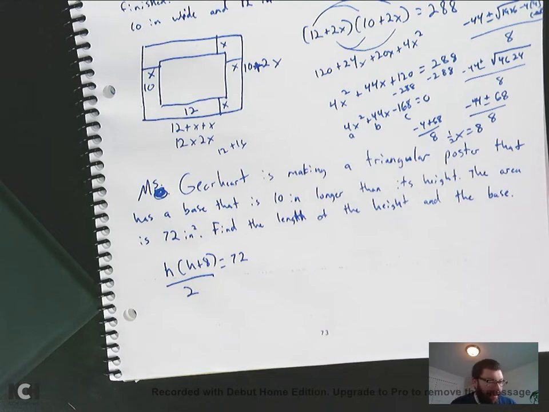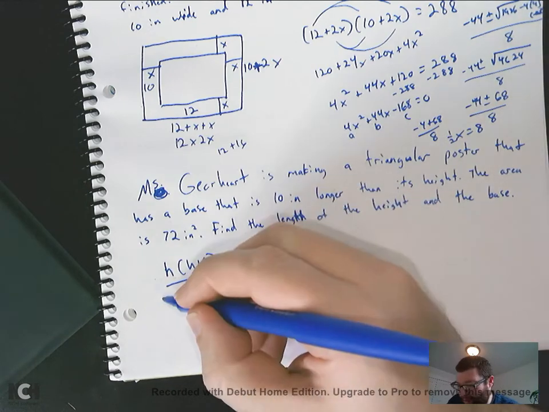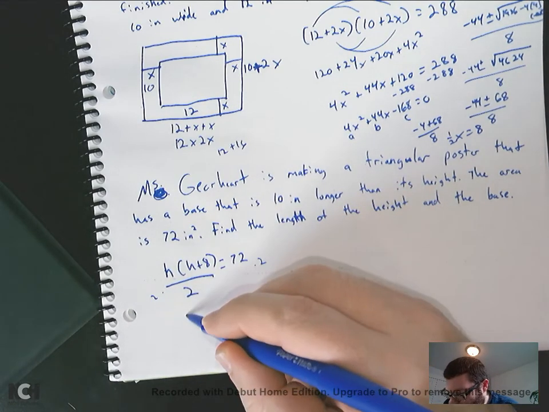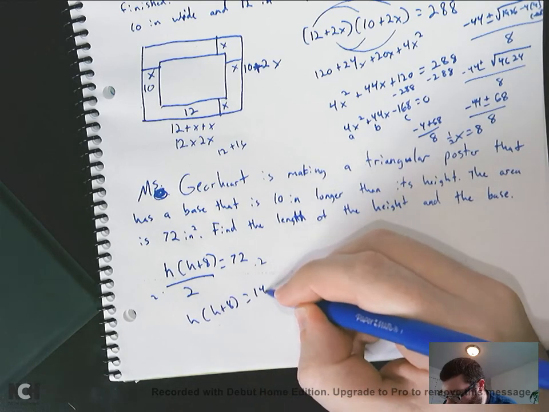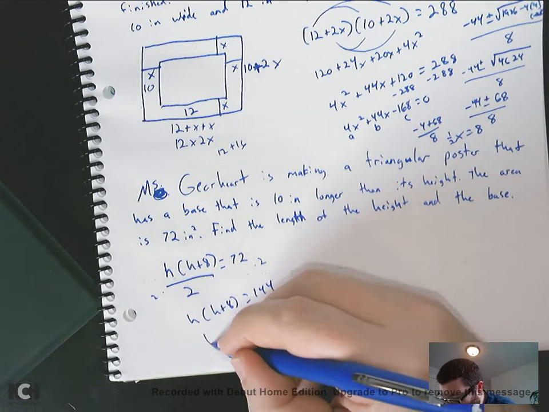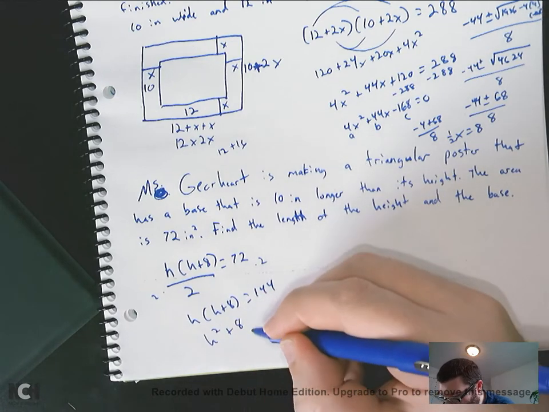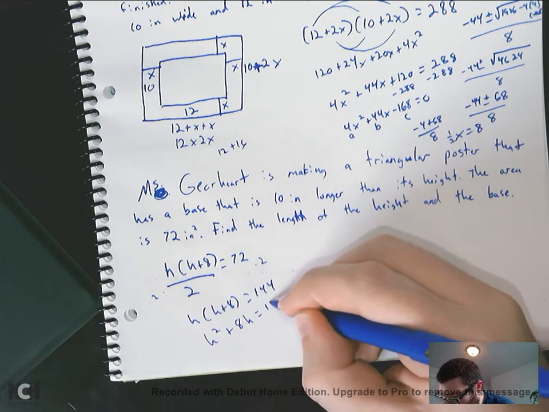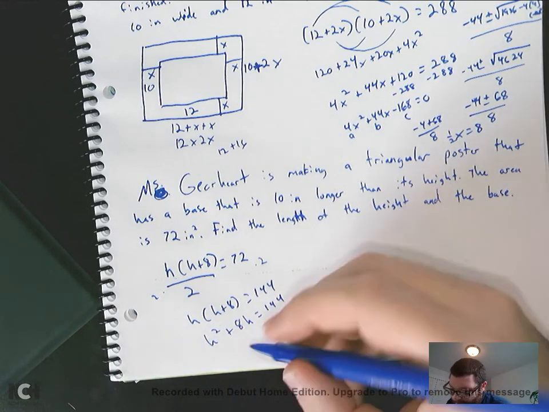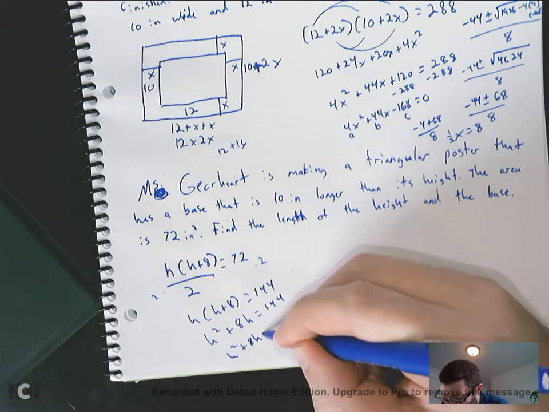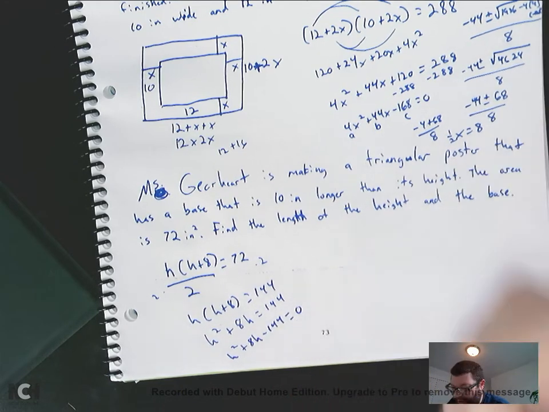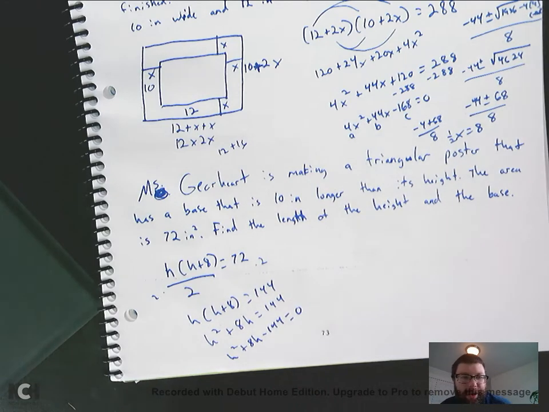So we're going to start by getting rid of the 2 by multiplying it times 2. We're going to have height times height plus 8 equals 144. Then we're going to distribute, and we're going to get height squared plus 8 times the height equals 144. And then we're going to move it over so that it's in quadratic form. So height squared plus 8h minus 144 equals 0. And then we can use the quadratic formula. Again, I'm going to get a negative answer and a positive. I want the positive answer.